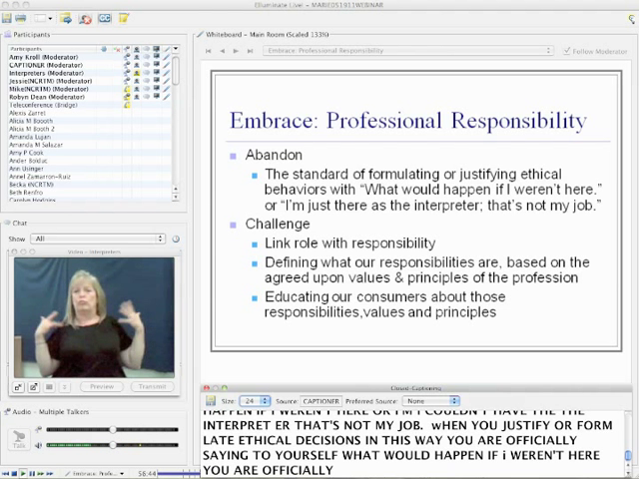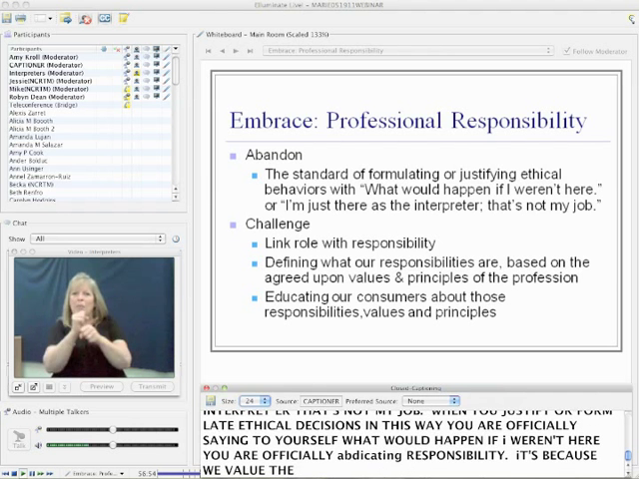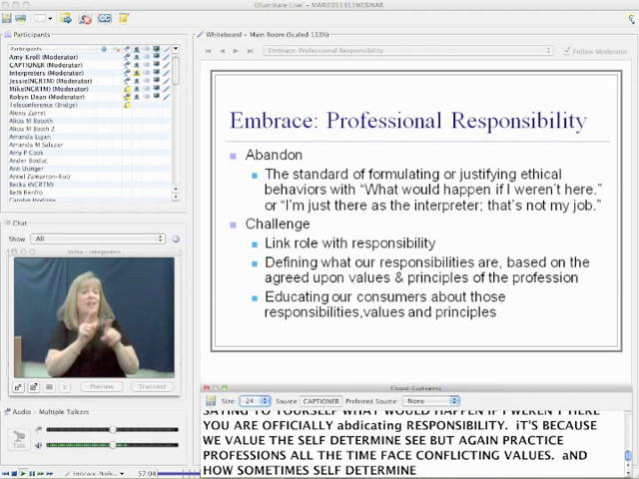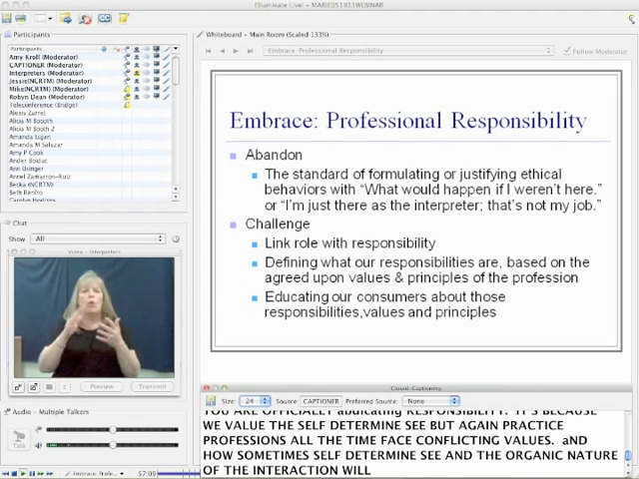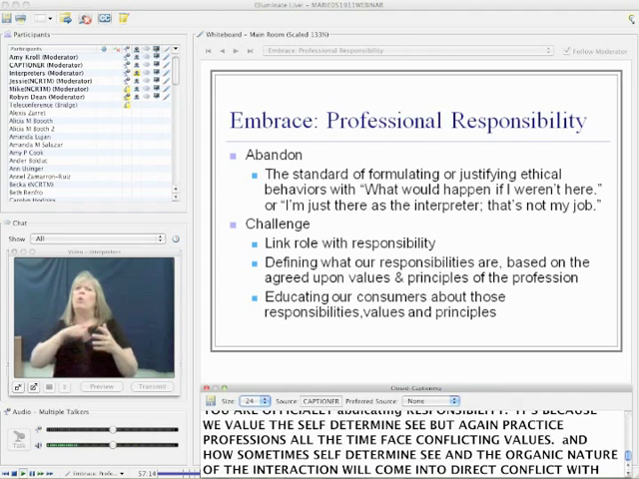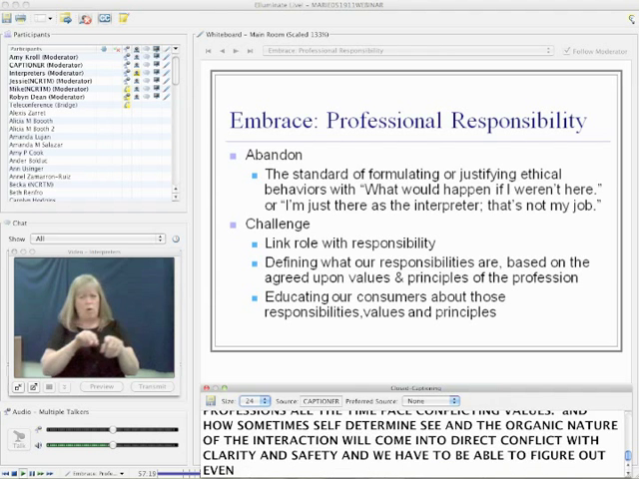And I know why we do it. I know why we say those things as ethical tenets. It's because we value self-determinacy. But again, practice professions all the time face conflicting values, and sometimes self-determinacy and the organic nature of an interaction will come into direct conflict with clarity and safety. And we have to be willing as a profession to figure out, even though these values are still equally important to us on some level, one has to be chosen over the other.